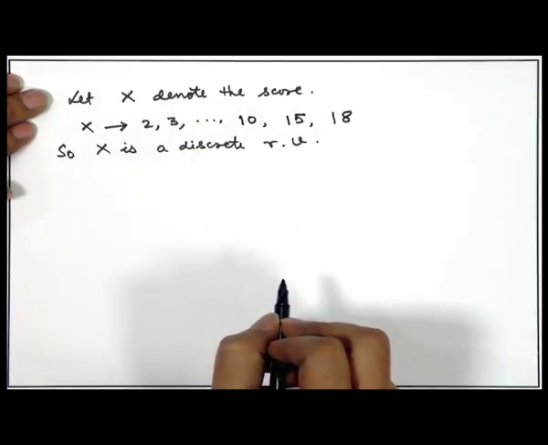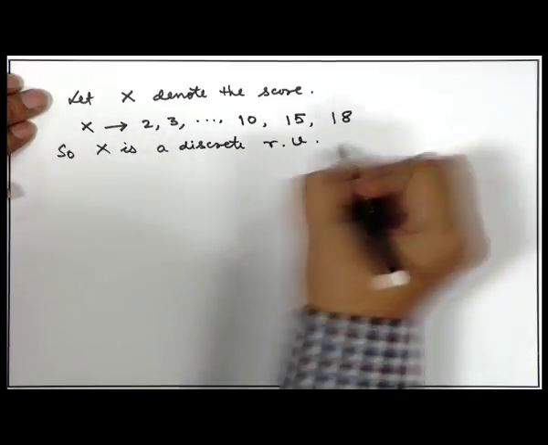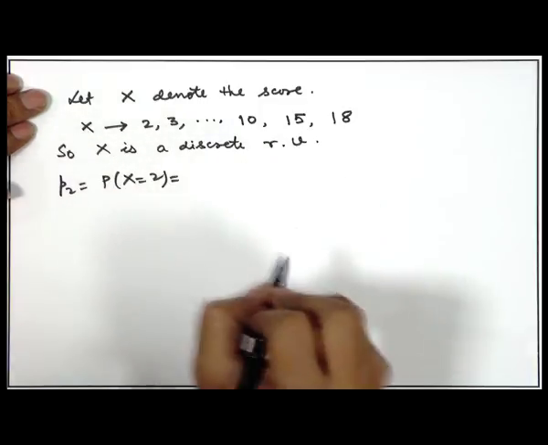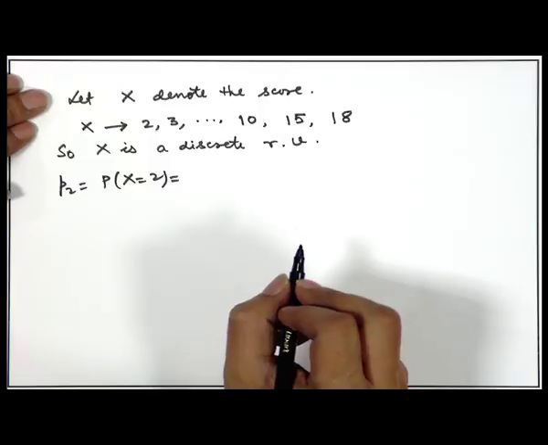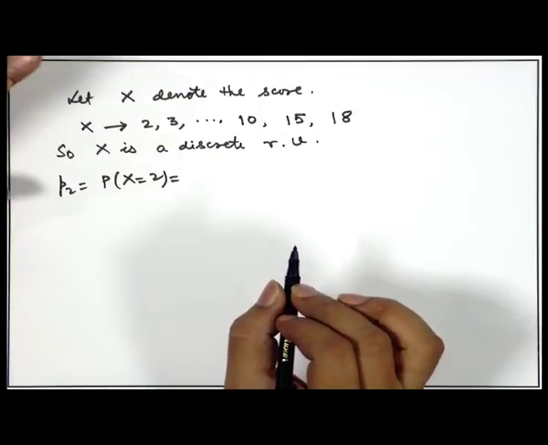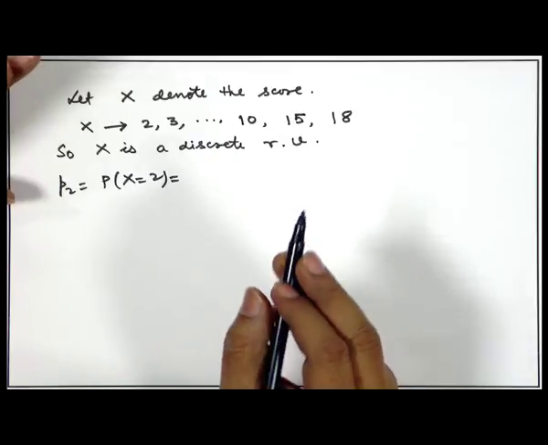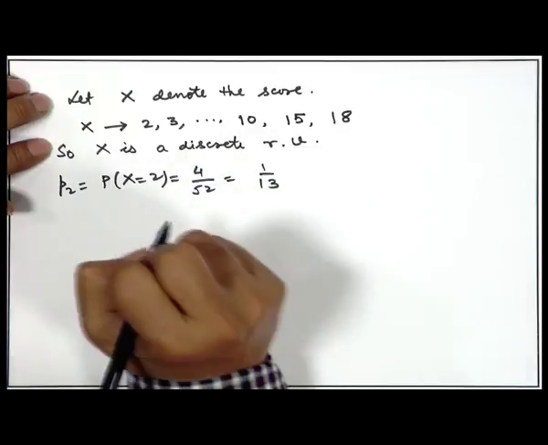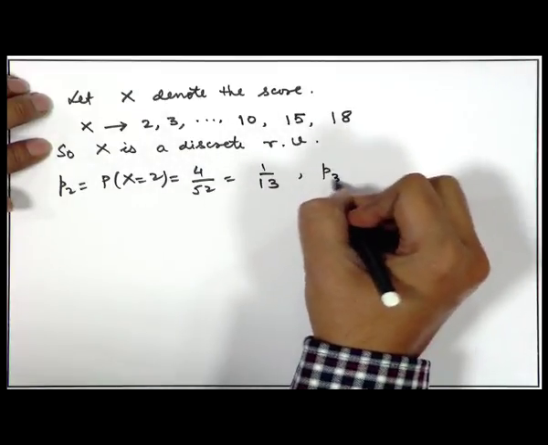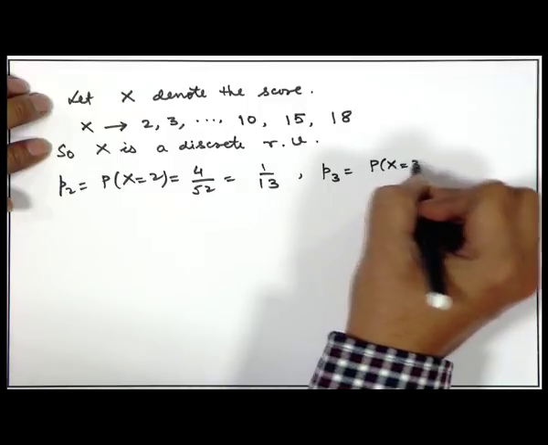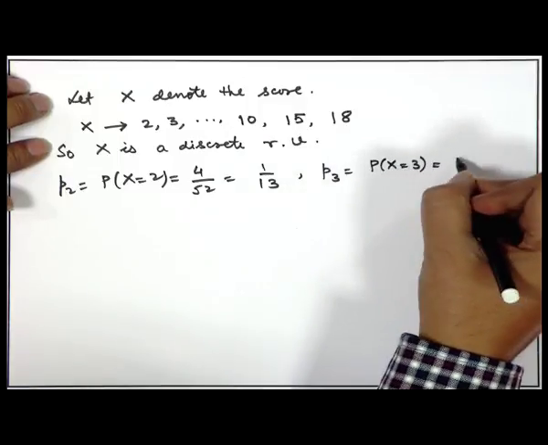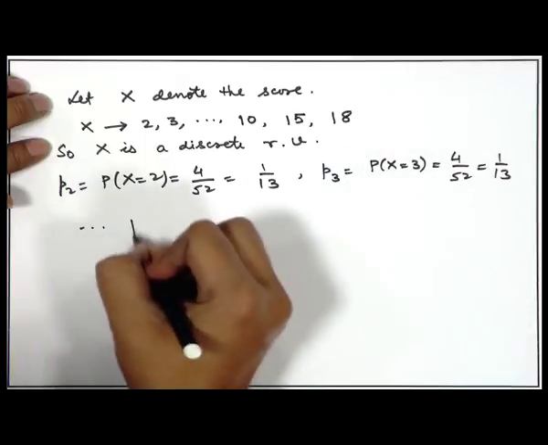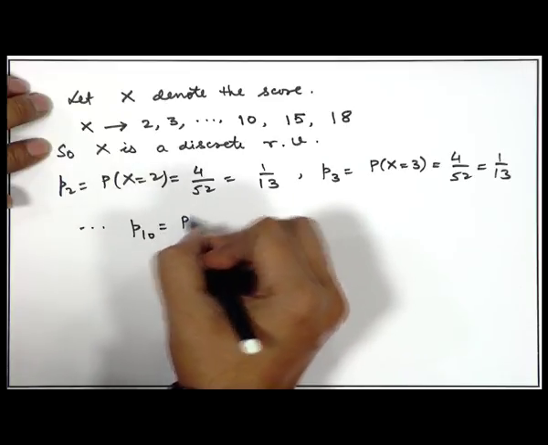Let us calculate the probability distribution of this. So, what is P2? That is the probability that x is equal to 2. There are 4 cards which carry the value 2. So, 4 by 52, that is equal to 1 by 13. Similarly, if I look at P3, again there are 4 cards that carry the value 3. So, it is 4 by 52, that is equal to 1 by 13. Up to P10 you will have the same value.